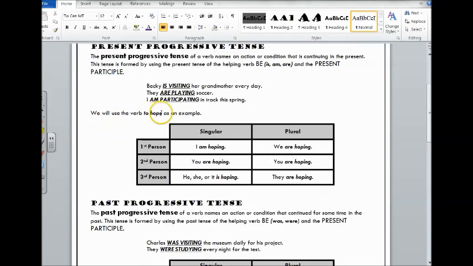We'll use hope as another example here. I am hoping, you are hoping, he, she, or it is hoping, we are hoping, you are hoping, they are hoping. All the plurals are. So again, you're changing your helping verb, but each one of these is present tense. They're all present tense of be, is, am, are, and then the ing, the present participle of hope, and they all make a present progressive tense.